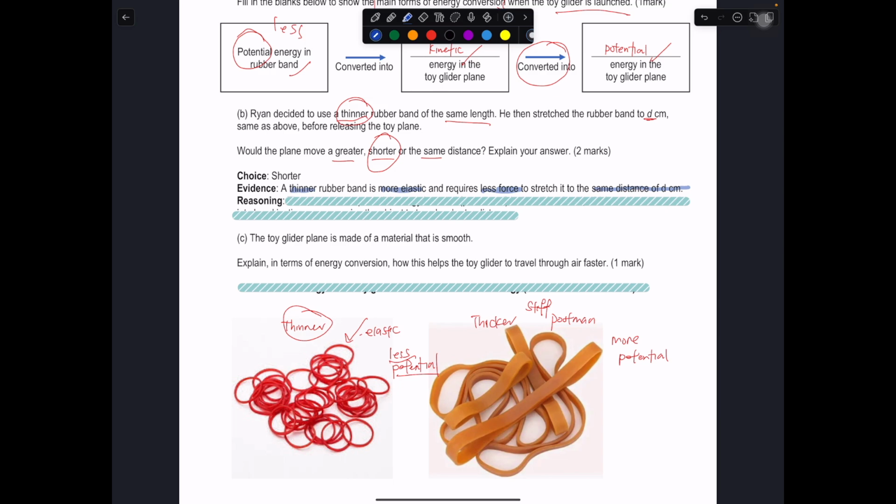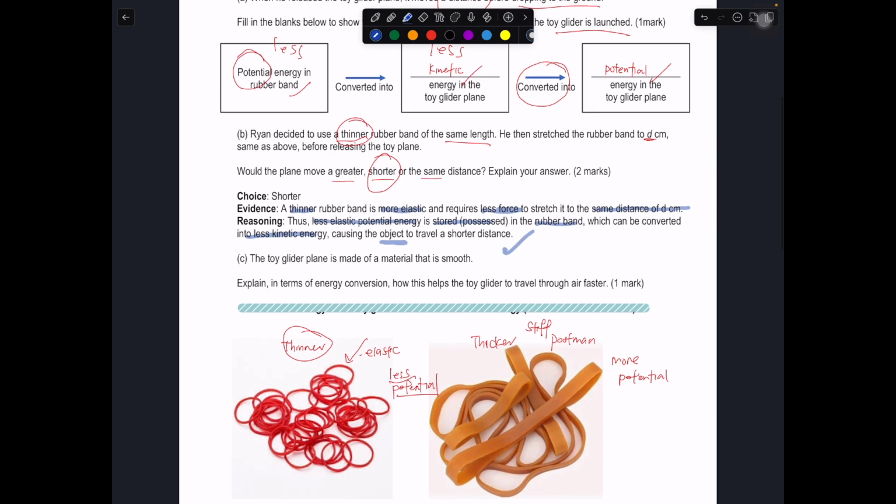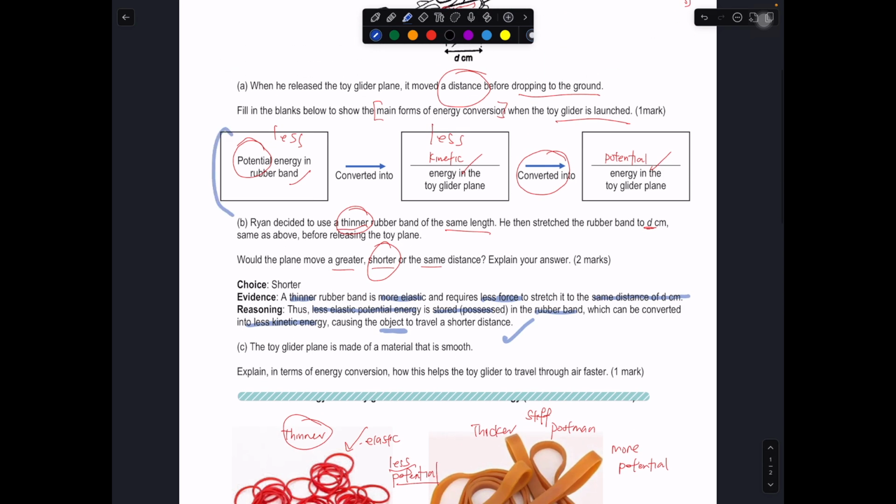Then the reasoning will come back to your energy conversion. Thus, less elastic potential energy is stored in the rubber band, which can be converted into less kinetic energy, causing the toy glider to travel a shorter distance. So this part is pretty straightforward, and the reasoning relies on your energy conversion. You will need this part to be able to explain it fully.